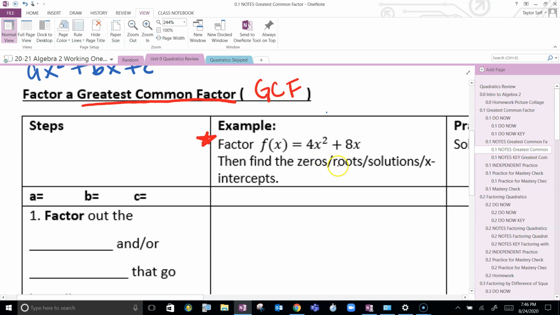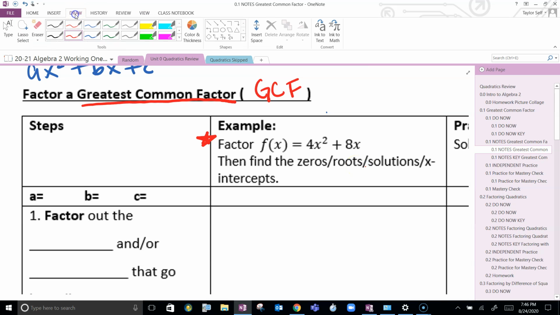Then find the zeros, roots, solutions, x-intercepts. Why are these all next to each other? Because they are all the same thing. So I want you to write that down. Zeros, roots, solutions, x-intercepts, they're all the same. SAT likes to use different words to try to confuse y'all, but you will not be confused because you will know that zeros, roots, solutions, and x-intercepts are all the same.